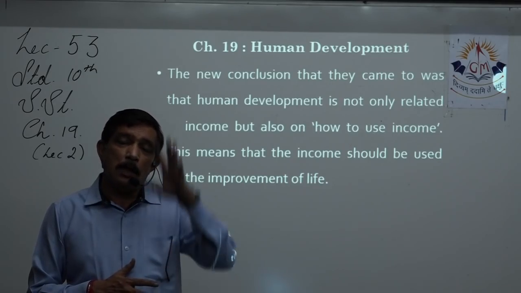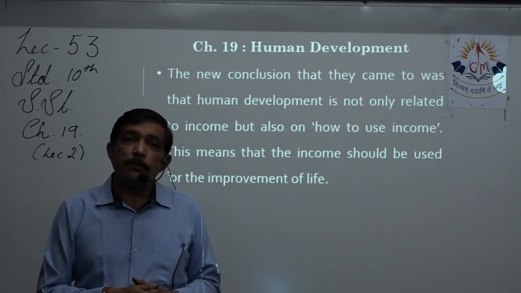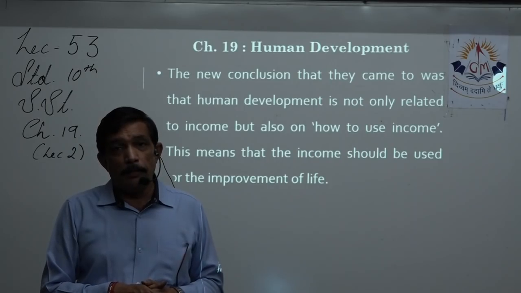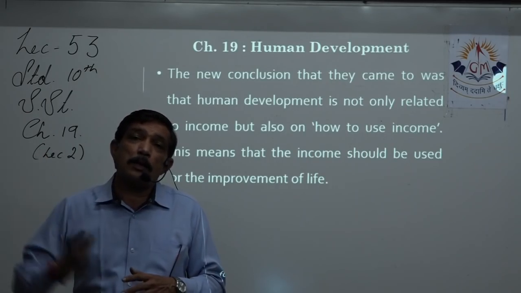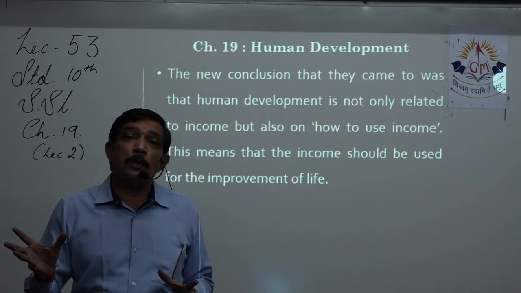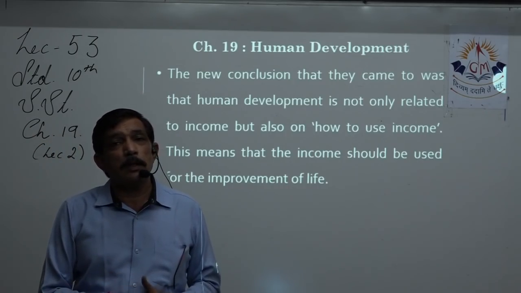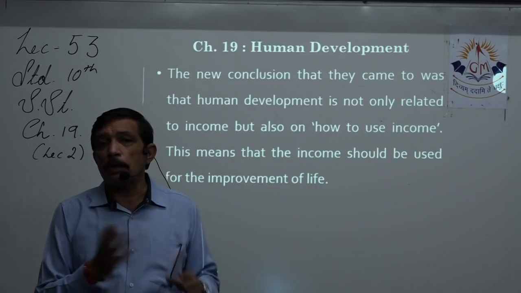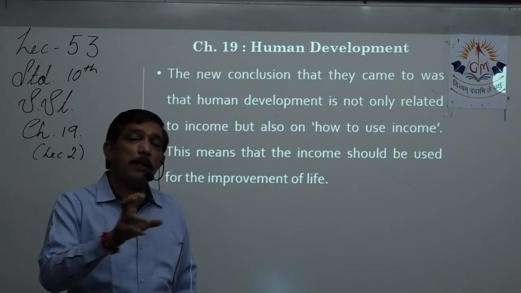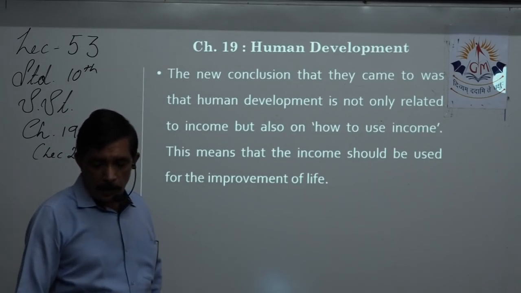If the hospitals are still, total number of hospitals in the country, they are still less according to the population. If total number of doctors are still less according to the standard, then each and every per 1,000, per 10,000, per 1 lakh, we have just one or two doctors, then that is not human development. Enough number of school children are not coming to school. Yes, maximum number of students are not even able to complete the graduation. Then human development is not there. So apart from that, how do you use your income? How the people are using their income, how the government is using their income, that is also necessary. That means income should be used for improvement of life.